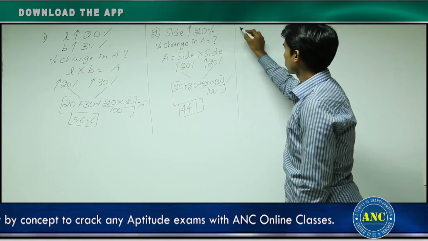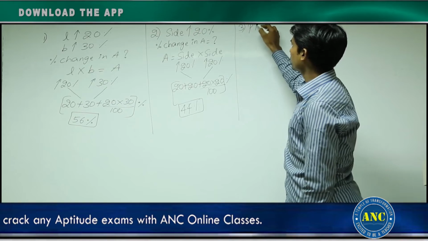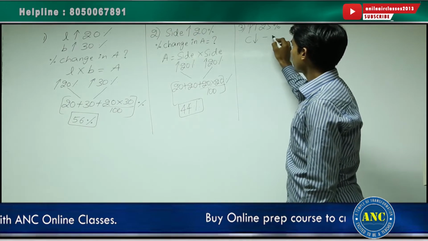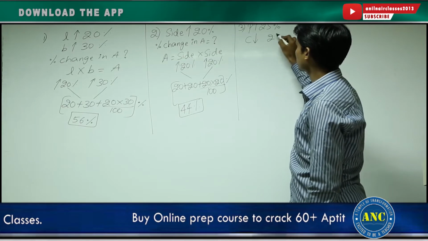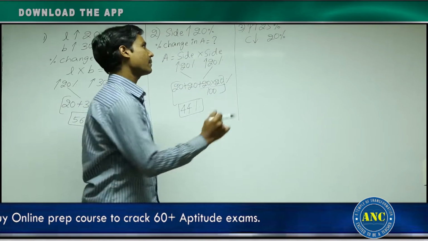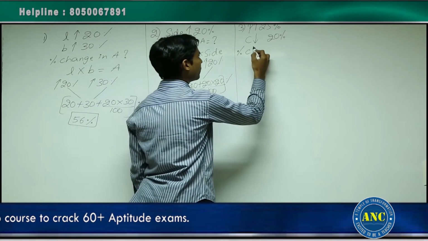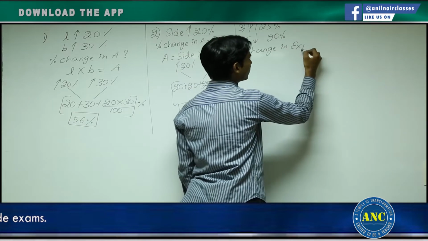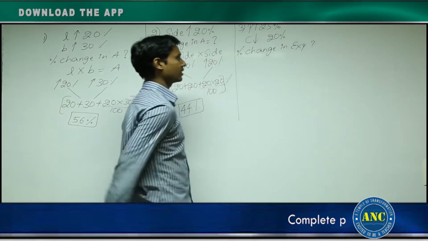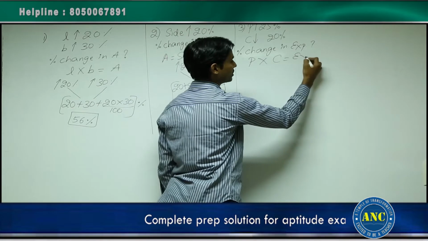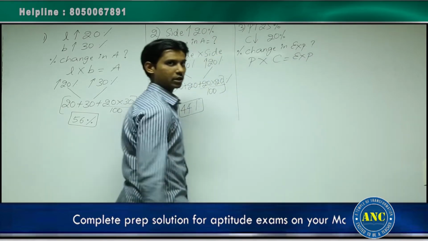See here. Third question. Price increases by 25%. Consumption decreases by 20%. What is the percentage change in the expenditure of a family? See here, same logic. Price into consumption is equal to expenditure.